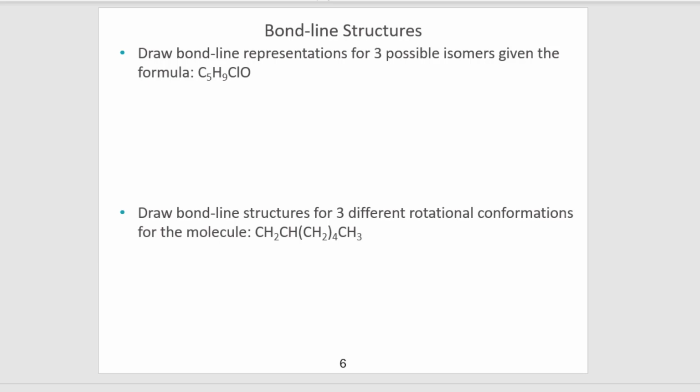I'd also like for you to take the molecule written here, CH2CH, C2,4CH3. See if you can convert that to a bond line structure. And then, once you've got a good bond line structure for this molecule written out, I'd like you to draw 2 more rotational conformations. Make the molecule look different, but keep it the same molecule, just by rotating a single bond.